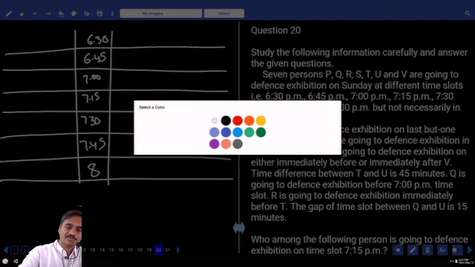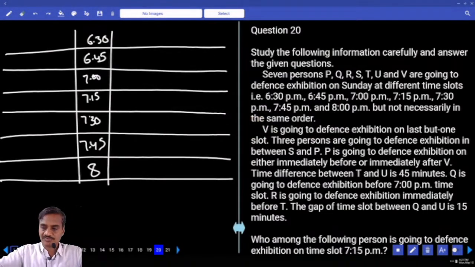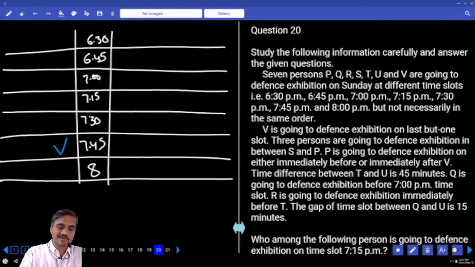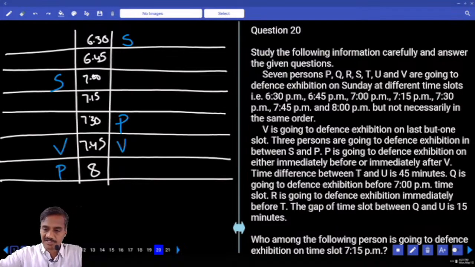Then coming to condition number 1. In this one, V is going to the exhibition in the last but one slot. Now V is at 7:45. And 3 persons are going to the exhibition between S and P. P is going either immediately before or immediately after V. Now P can be here or P can be here. Then there are 3 persons between S and P: 1, 2, 3, S is here.